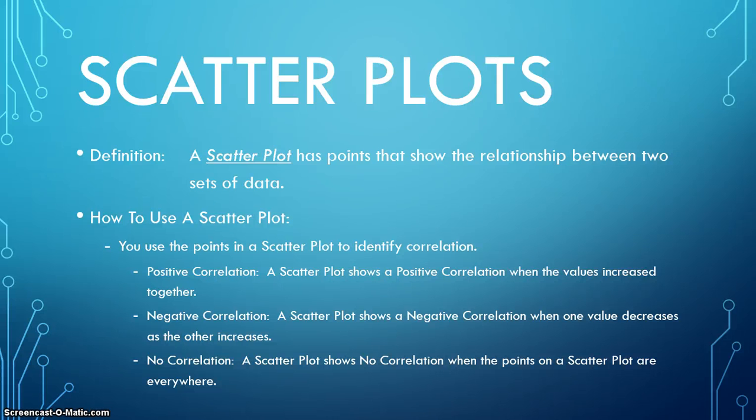How to use a scatter plot? You use the points in the scatter plot to identify correlation. They can show positive, negative, or no correlation. Positive. A scatter plot shows positive correlation when the values increase together. Negative. A scatter plot shows negative correlation when one value decreases as the other increases. And no correlation. A scatter plot shows no correlation when the points on the scatter plot are everywhere.